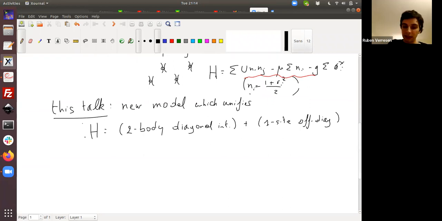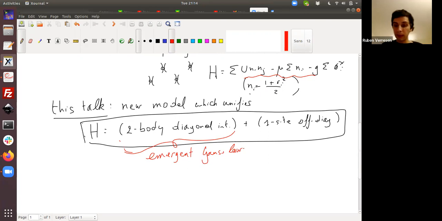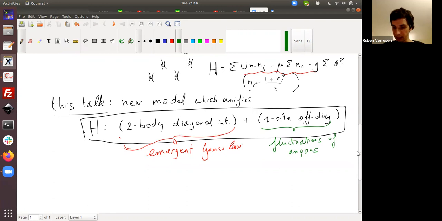It'll be a relatively simple Hamiltonian, and one can moreover interpret it. The first piece, the diagonal piece, one can interpret as giving us an emergent Gauss law. So we'll get an emergent gauge theory, particularly an emergent Z2 gauge theory, similar to the toric code Hamiltonian. And then the single-site piece will give us fluctuations of anyons in this emergent gauge theory. So there are two relatively simple ingredients that will give us some rich physics.